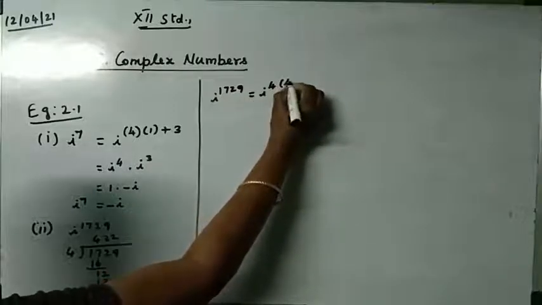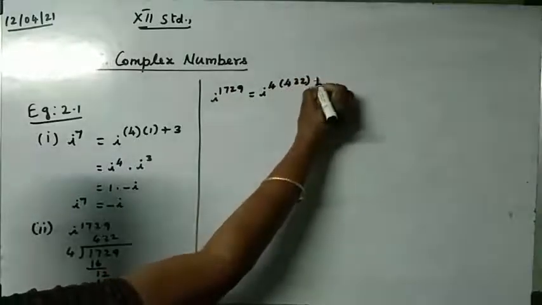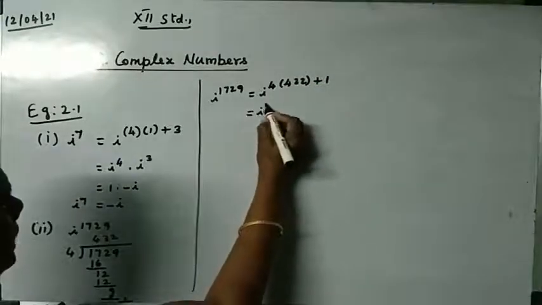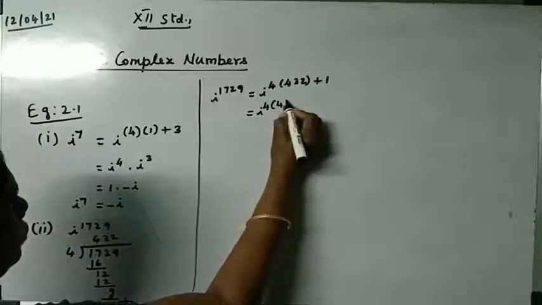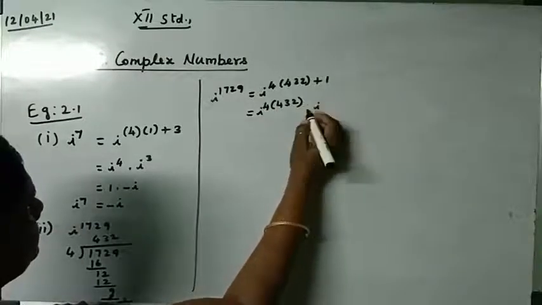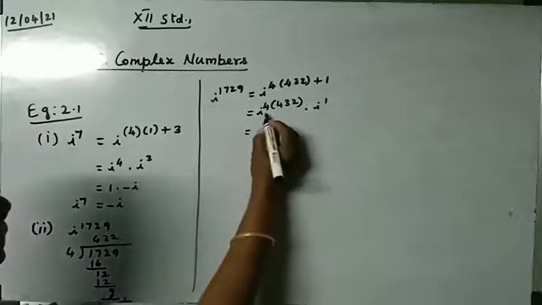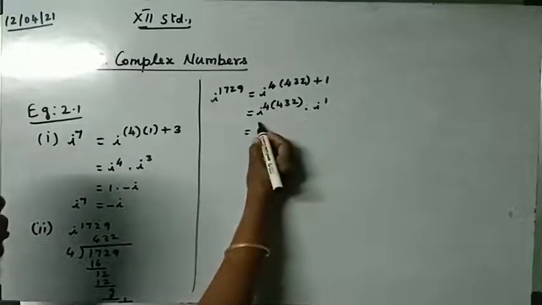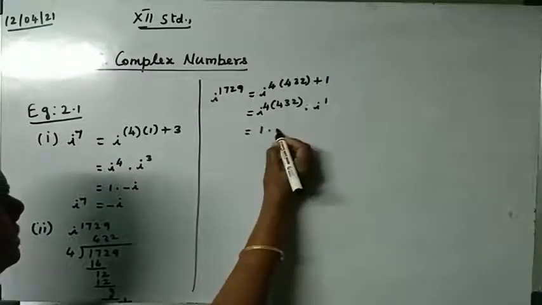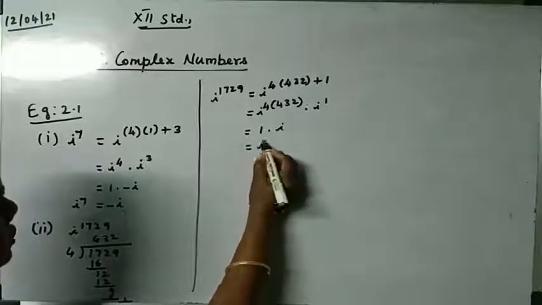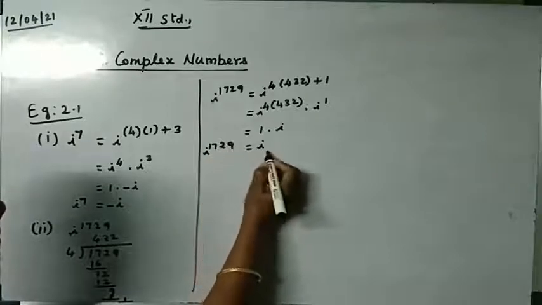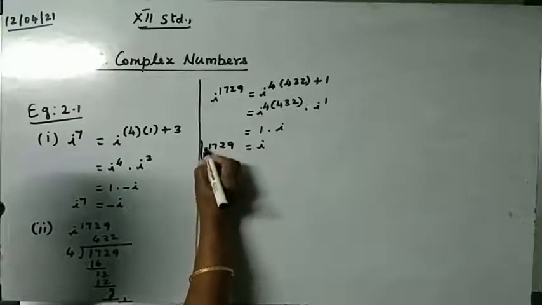into 432 plus the remainder 1. Now split this number into i power 4 into 432 plus i power 1. Anyway, it is a multiple of 4, so the value of this part is 1. 1 into i power 1 is i. So i power 1729 is equal to i, that is the answer.